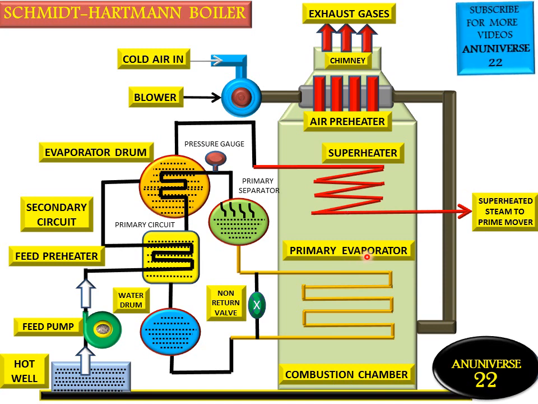And this is the evaporator. In the evaporator, by getting heat from the burning fuel and from the flue gases, water is converted into steam. The majority of the water is converted into steam, but some portion of the water remains, and this is the primary separator. Here the steam and water are there.